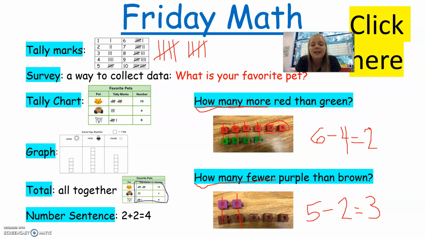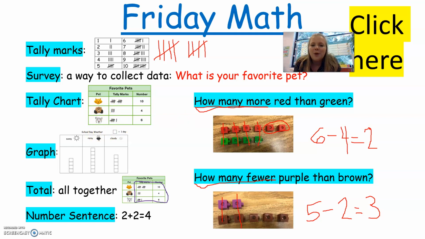A survey is a way to collect data, so that's how we get our information. So we can ask a question like, what is your favorite pet? A tally chart is how we organize the information, okay? It'll show us how many people voted for each category. So this shows me how many people voted for cat, how many people voted for dog, and how many people voted for hamster.